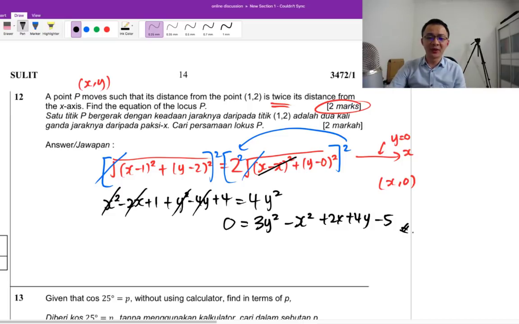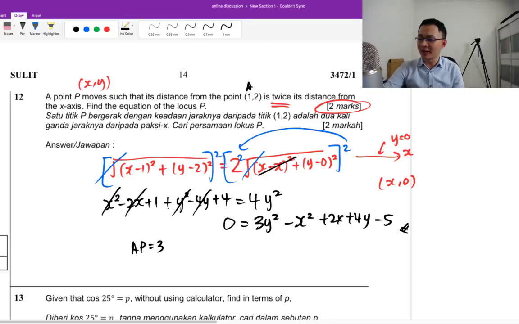So if the question asks that the distance is always 3 units from the point, how do we solve that? If it is 3 units, then you just do something like, let's say this is a point A. You just say AP equals 3 and then use the distance formula to solve it.